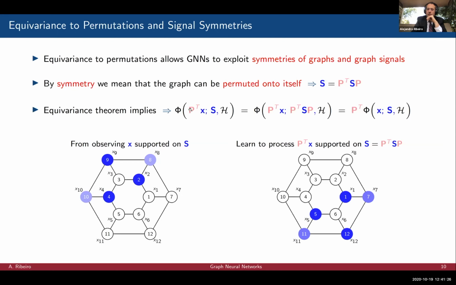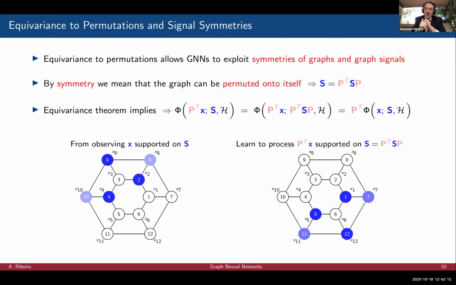Well, this is important because it tells you that you have learned to process this signal without ever having seen it. A good intuitive example would be to think of this as a recommendation system, where you're trying to fill out the ratings of agent number 3. So this could be me, and this could be my group of friends. This one here is Rene and his group of friends. You have never seen Rene's friends, but nevertheless, because of the permutation equivariance of the GNN, you have learned to process Rene's friends from having seen how I am processing my own friends.